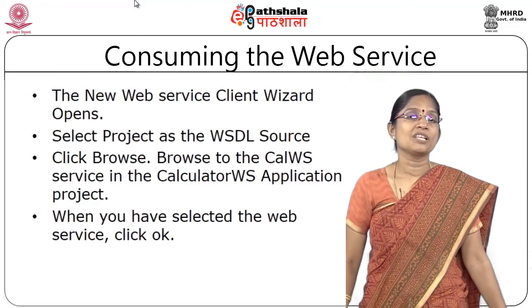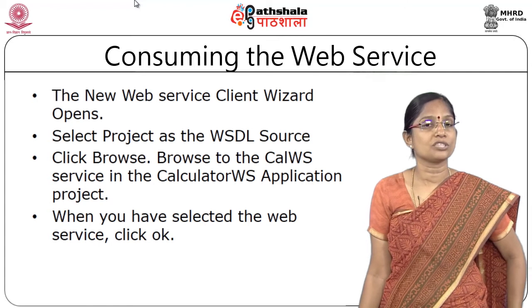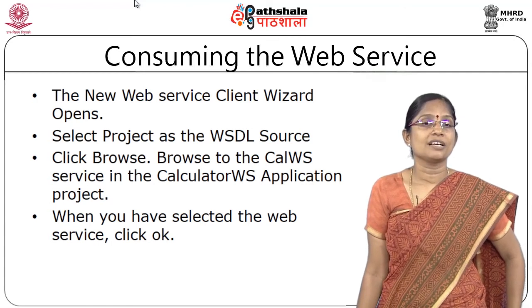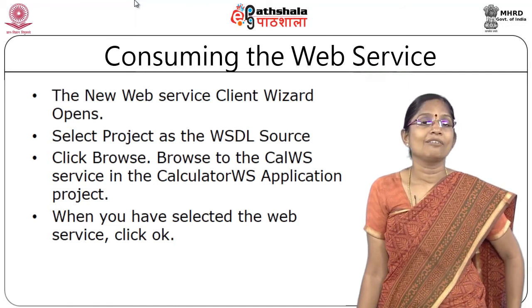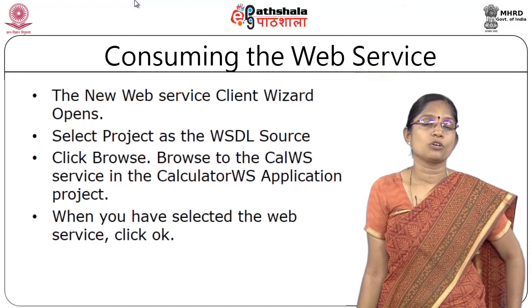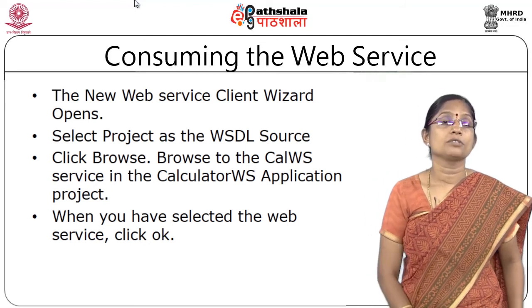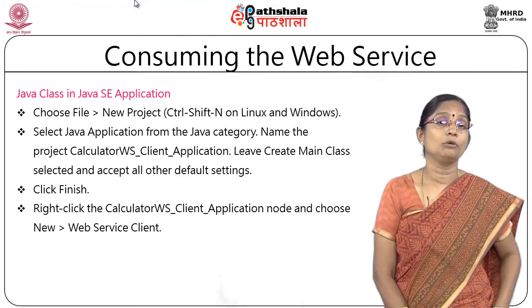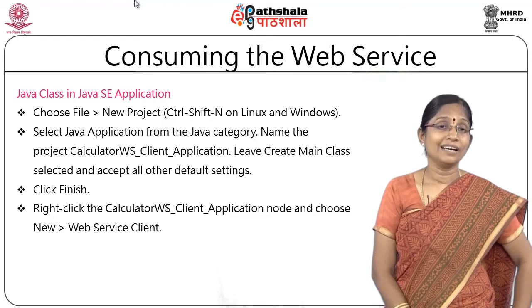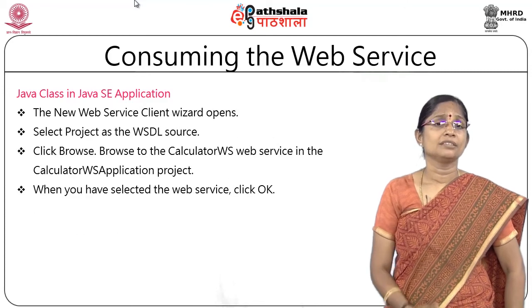So the new web service client wizard gets opened. Once it gets opened, you can select the project. Always select the project as the WSDL source. Again there will be a browse option. You click the browse option and take the calculator WS web service in the calculator WS application project. The client application project that you have created here is called calculator WS client application. For that client application, now you are going to choose an apt web service.